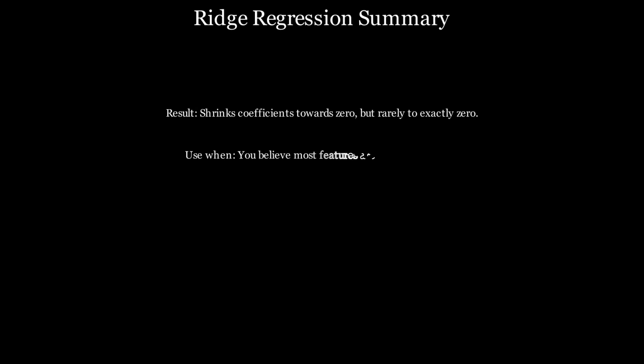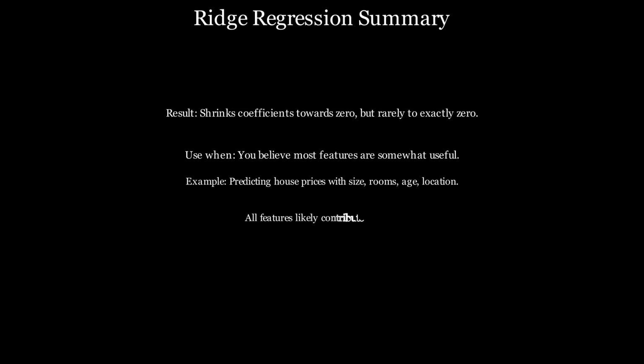The result is that ridge shrinks coefficients towards zero, but they almost never become exactly zero. It's best used when you believe most of your features are at least somewhat useful. For example, when predicting house prices, size, number of rooms, age, and location all likely contribute to the final price.